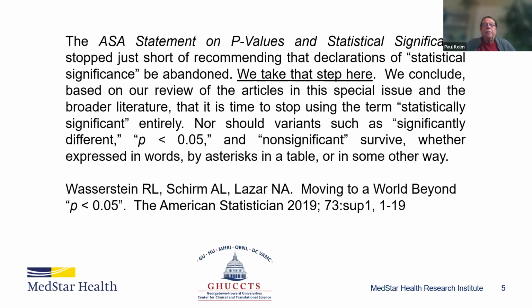So a few years ago, the American Statistical Association came out with this policy that we should stop using the term statistically significant or significantly different, p less than 0.05, or non-significant. And this is found in the American Statistician from 2019. I have that as a reference at the end here. You can take a look at that if you like.